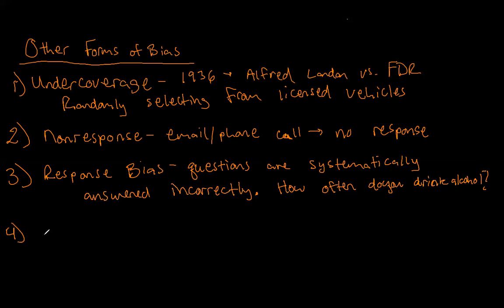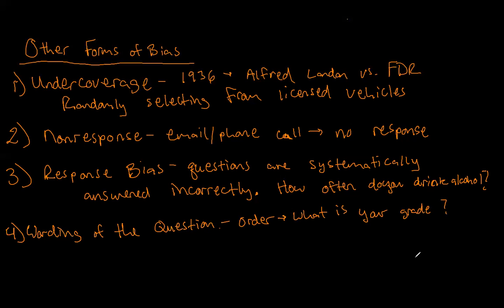The last form of bias is called wording of the question. There are actually two different ways that this bias can come up. The first way is the order. Think about the end of school, when you get to send a survey about your classes, and the first question says, what is your grade in the course? And then right after that, it asks, do you recommend this course to other students? So this will lead to bias.